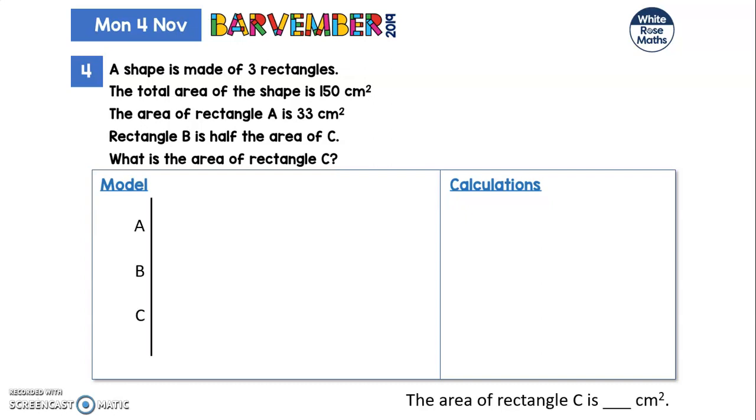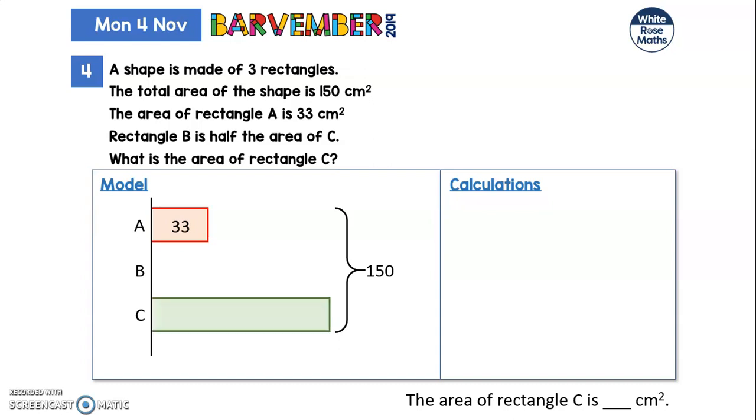So I've got 3 different rectangles, A, B and C, and I know that they add in total to give me an area of 150 centimetres squared. I know the area of A is 33 centimetres squared, and then I know that the area of B is half the area of C. So we've drawn a bar for C, and we've cut that into half, and then B must be that same length.